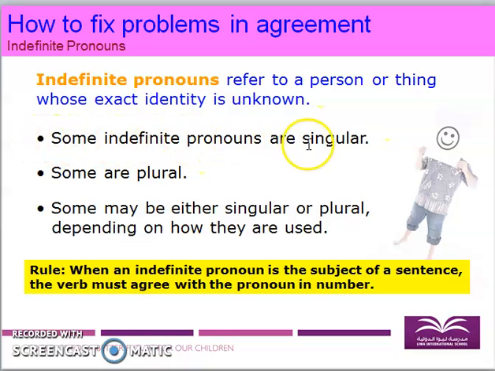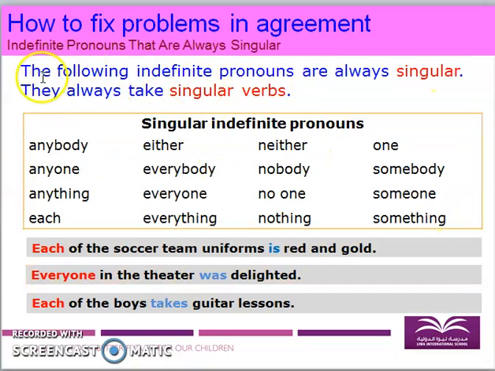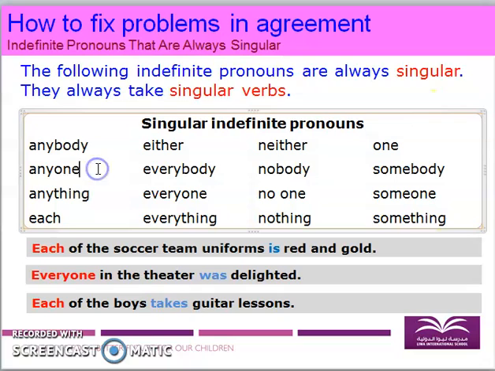Now let us discuss the first rule. Some indefinite pronouns are singular. Let's see indefinite pronouns that are always singular. The following indefinite pronouns are always singular, so they always take singular verbs. These are the singular indefinite pronouns: anybody, anyone, anything, each, either, everybody, everyone, everything, neither, nobody, no one, nothing, one, somebody, someone, and something.